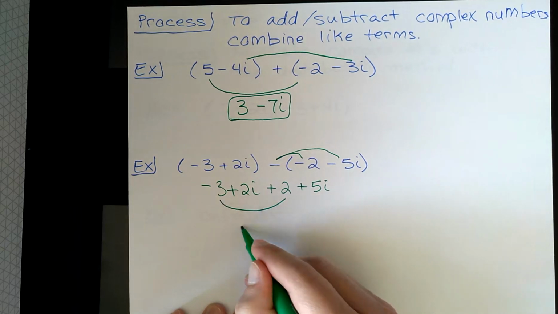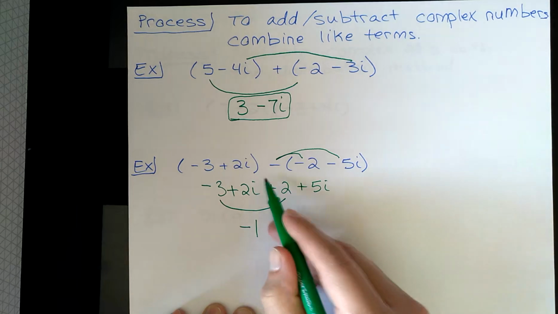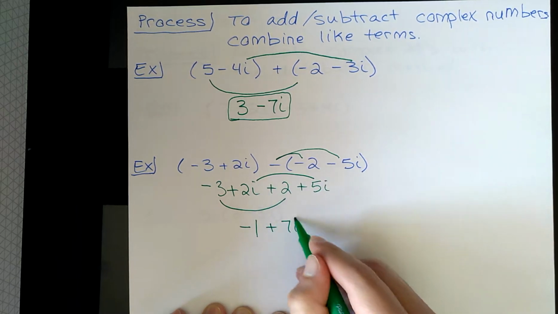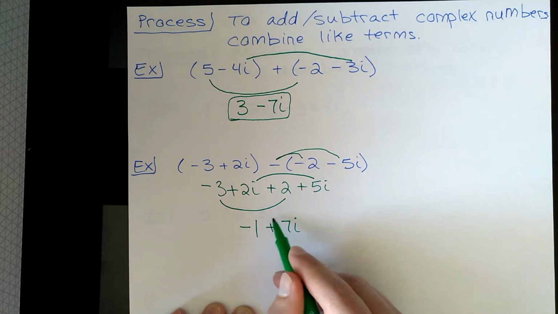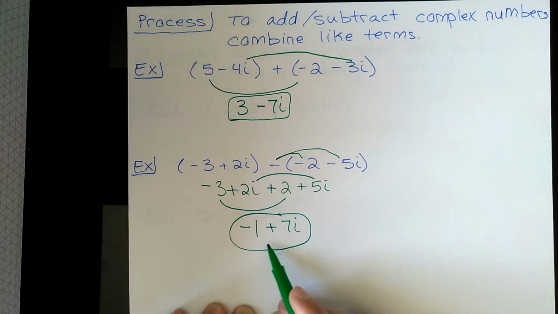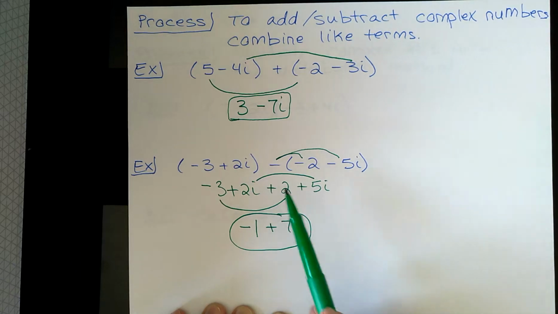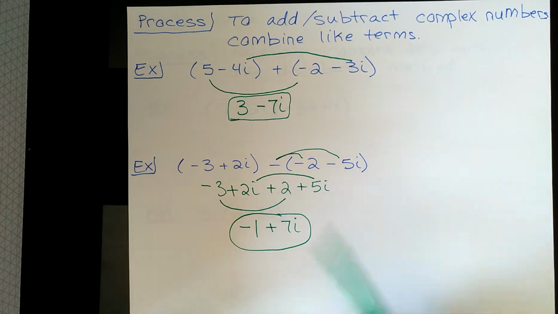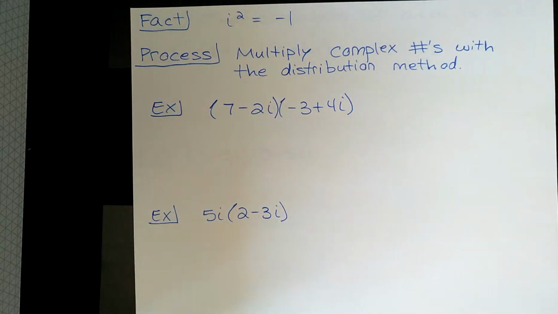And from here we combine our like terms. Negative 3 plus 2 gives us negative 1. 2i plus 5i gives us plus 7i. And that is our complex number from what we originally started with. Okay, so from here, we can start to talk about multiplying.